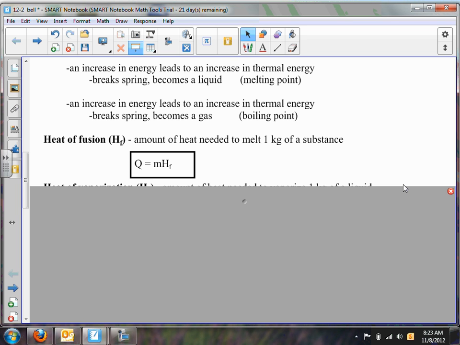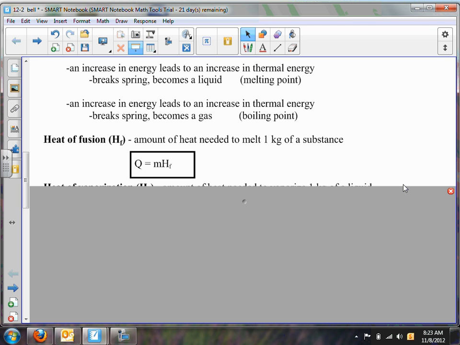So Q equals M times HF. Heat of fusion is a constant, just like specific heat is a constant. The reason it's M times HF is, obviously, the more mass you have, the more heat it takes to melt it. If you have a small chunk of ice versus a huge cube, it takes more energy to melt the huge cube.